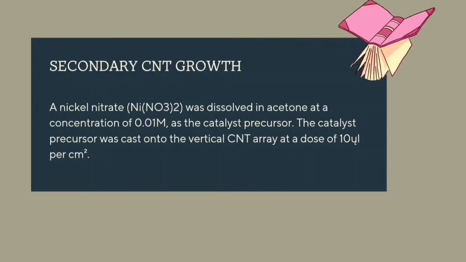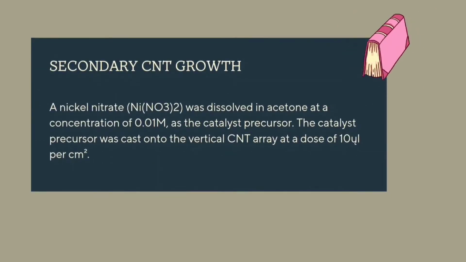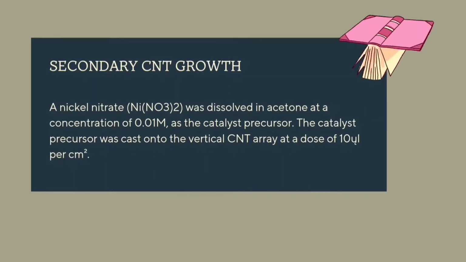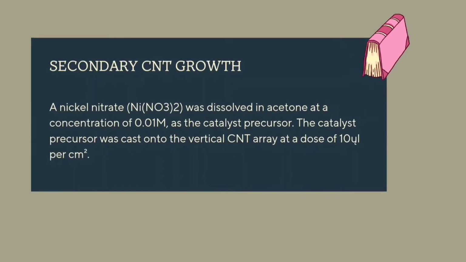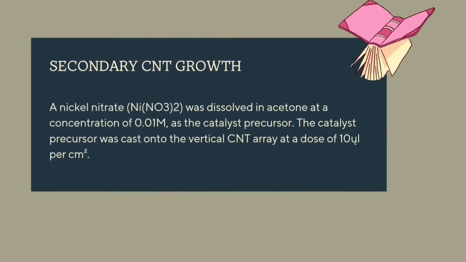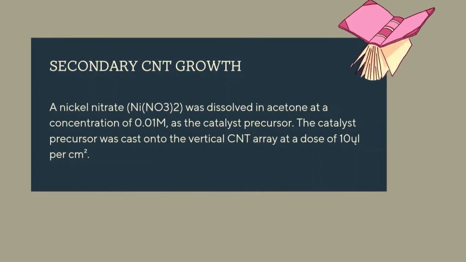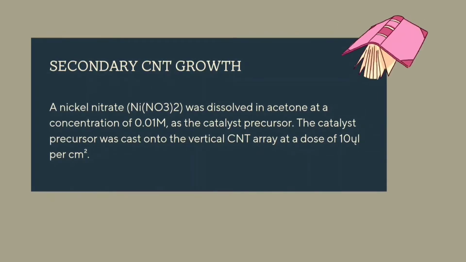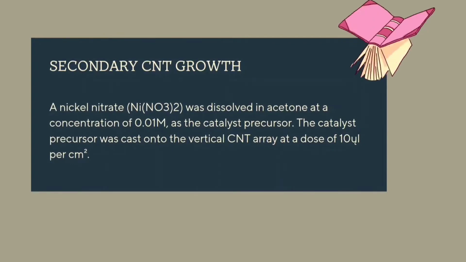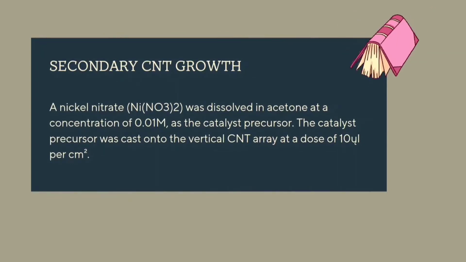Secondary CNT growth. For the growth of secondary CNTs, nickel nitrate was dissolved in acetylene at a concentration of 0.01 molar as the catalyst precursor. The catalyst precursor was cast onto the vertical CNT array at a dose of 10 microliters per 1 cm squared. The growth was carried out inside a homemade tube furnace. The furnace pressure was kept at atmospheric pressure during growth.